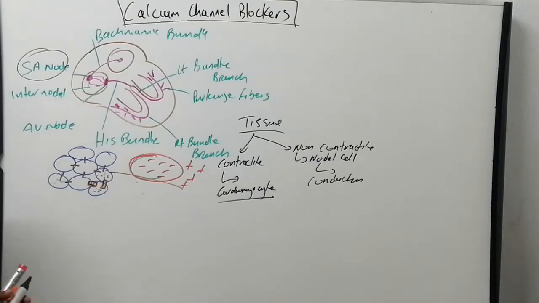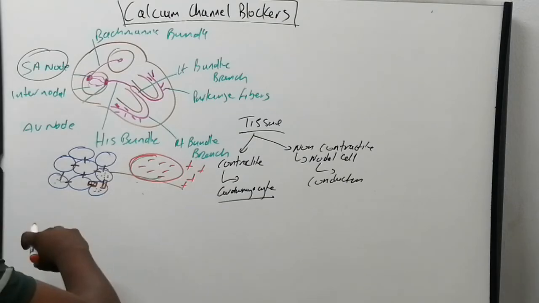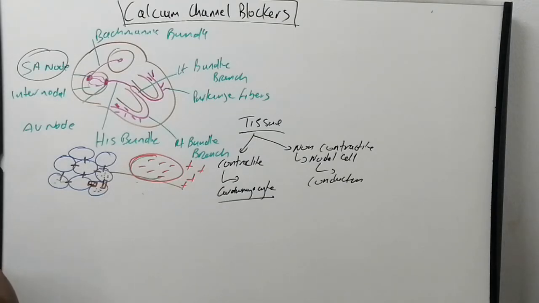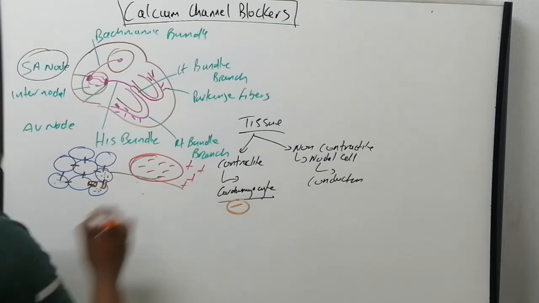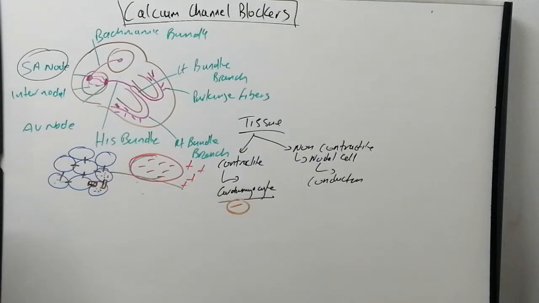Remember calcium channel blockers, what they do, remember we said contractility, right? So we said that if we can decrease contractility, we can decrease stroke volume, decrease cardiac output, and then decrease BP. So what we want when we give calcium channel blockers is to prevent the cardiomyocytes from contracting. But how are we going to do that? That's what we are trying to answer in this video.